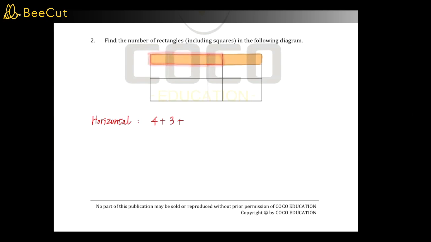There's 1 and 2. Then lastly, we have the whole thing. There's 1. So that's 10 rectangles in total.